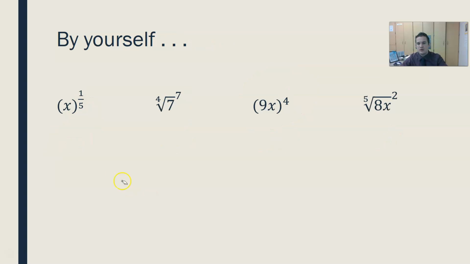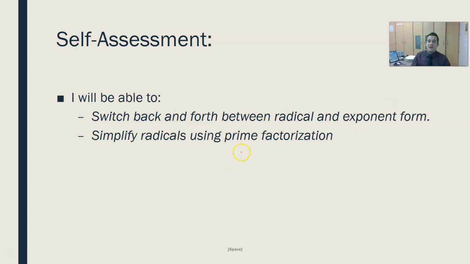So I'll leave those up here that you can kind of do by yourself, that you can review. You can pause this video and work on those. But that's it. Hopefully by the end of this lesson you now feel comfortable switching back and forth between radical form and exponent form. And as we've reviewed, I hope you feel comfortable simplifying radicals using prime factorization.